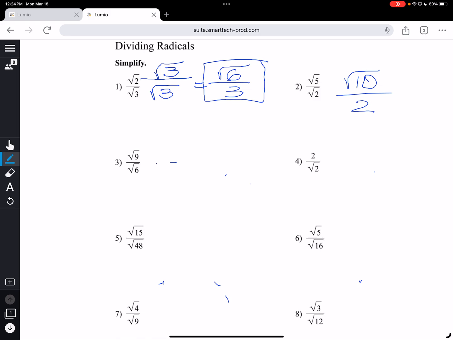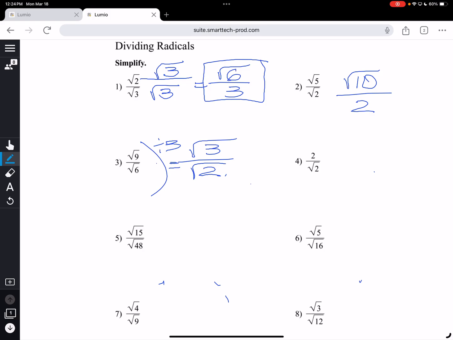So first step, simplify. Like number 3 would be radical 9 over radical 6. Do they share factors? Yes. What do they share? 3. We're going to divide both by 3. So that gives us radical 3 over radical 2. Why would it be radical 3? Because I'm dividing by 3. I'm dividing by the greatest common factor.